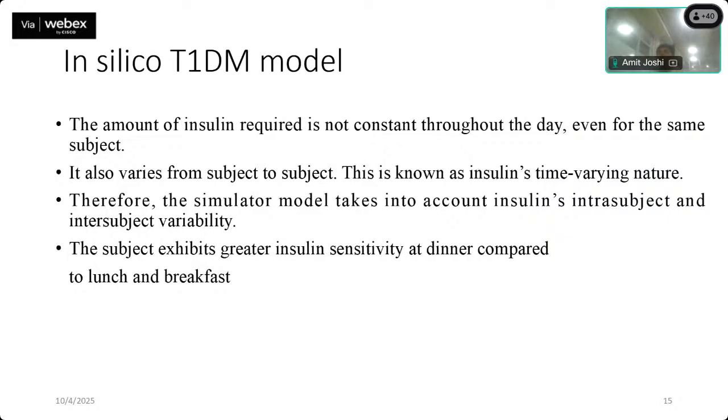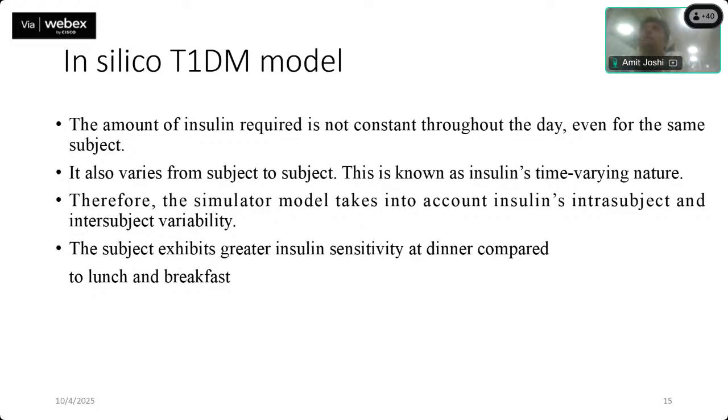Okay, now we are trying to understand the UVA Padova simulator. So the UVA Padova simulator is what we consider an in silico T1DM model. Now what do you mean by in silico? In silico is something which you perform at the simulation level. Okay, just like in vitro, in vivo, similarly in silico. In silico is nothing but something which you can do in simulation, and you can run it on a computer and generate some sort of prediction or estimation out of it. Then we consider it as in silico.